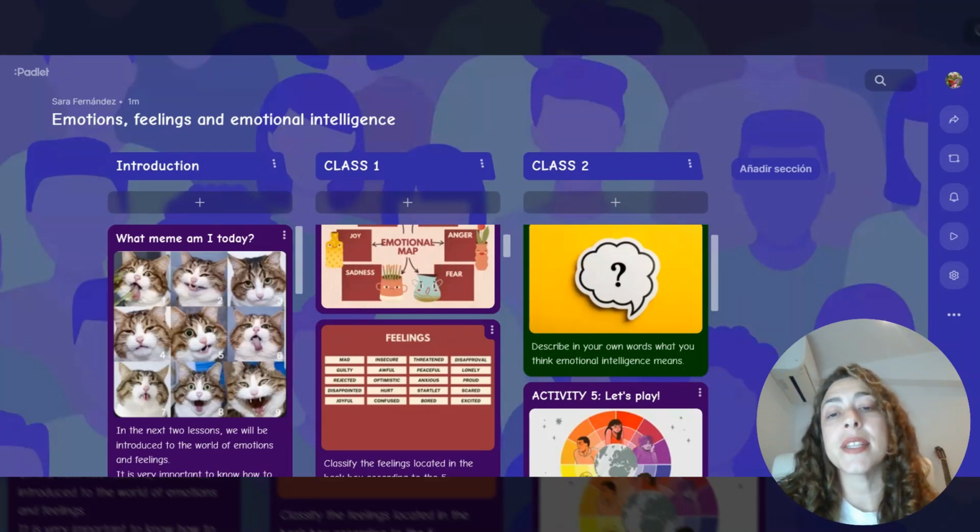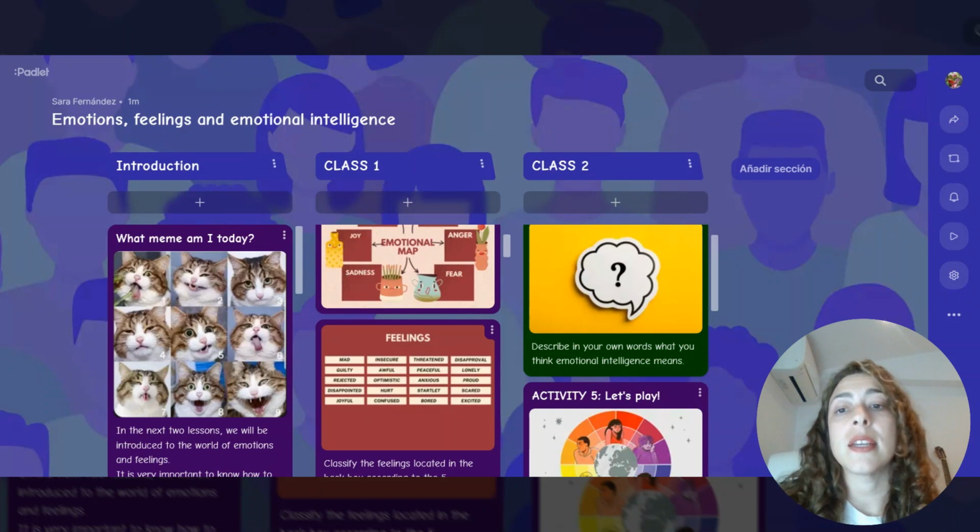Finally, reaching the highest Bloom's level, in the second class, the students will have to answer in writing what they understand by emotional intelligence and will carry out a final project in groups, which is the elaboration of tests and questions for the creation of an emotional trivia. In terms of skills, in this last session we will be working on all of them.